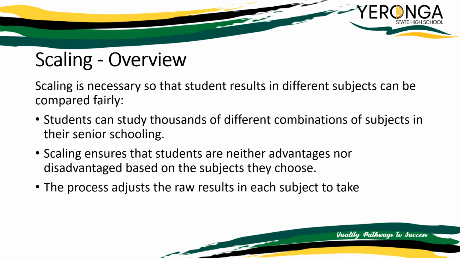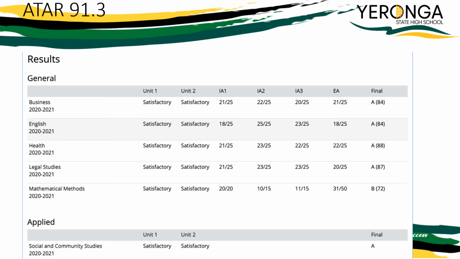Scaling. So scaling is necessary so that students' results in different subjects can be compared fairly. Students can study thousands of different combinations of subjects in their senior schooling. Scaling ensures that students are neither advantaged nor disadvantaged based on the subjects they choose. The process adjusts the raw results in each subject. ATAR scalings will vary depending on what students study.